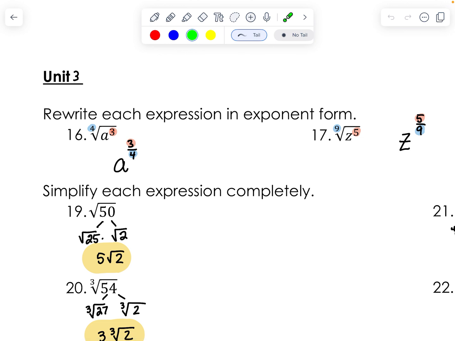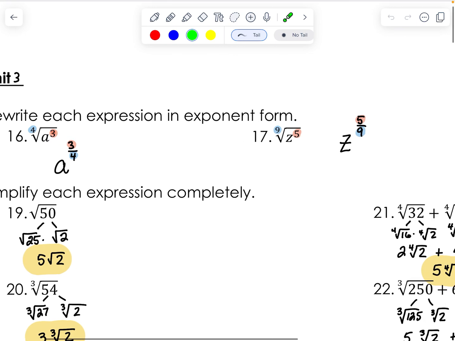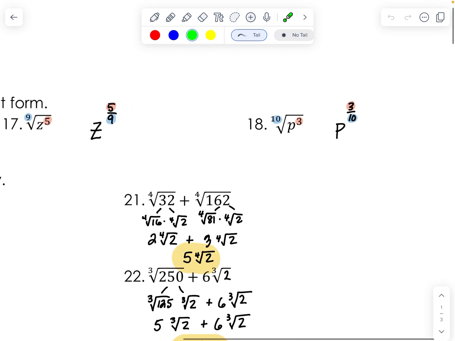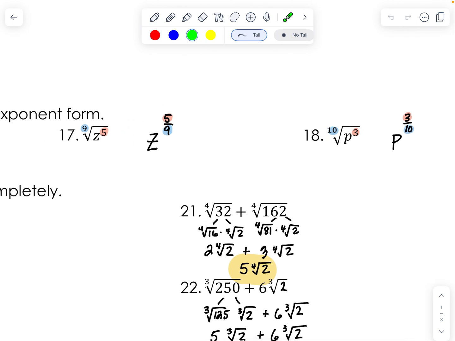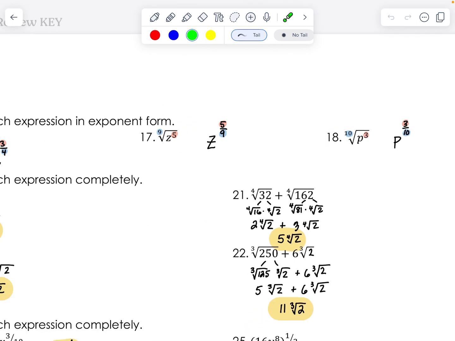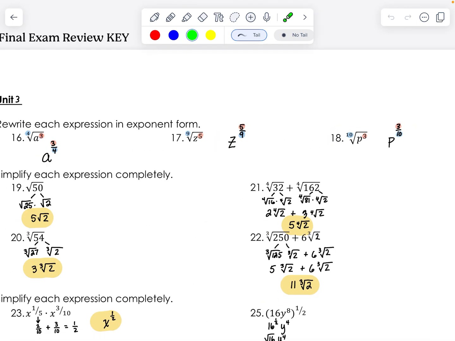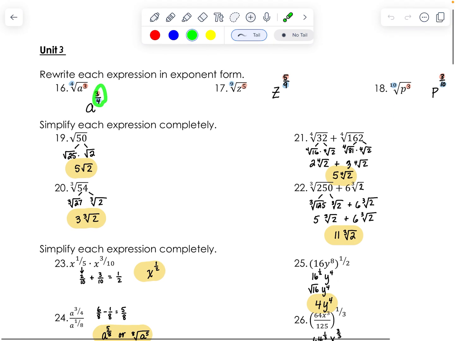First, we have rewrite each expression in exponential form. And so remember, when you have a root, the root is the denominator of a fractional exponent, and the power that you see here is your numerator. So you can see that on 16, 17, and 18, all kind of the same problem, really. Just knowing what a fractional exponent means, essentially.